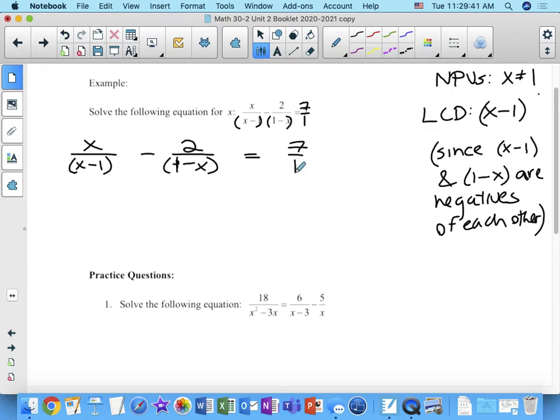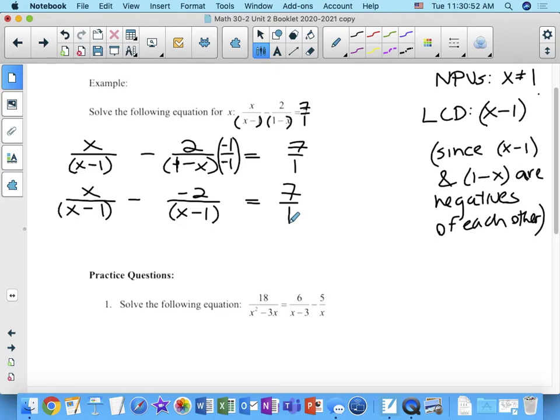Equals 7 over 1. Okay? I think what I'm going to do here is multiply this guy by negative 1 over negative 1. And then I'll have two denominators that are the same. Minus, and then 2 times negative 1 is negative 2. Now, if I multiply these two together, negative 1 times 1 is negative 1. Negative 1 times negative x is positive x. So this is actually going to become x minus 1 instead of 1 minus x. Does that make sense? Equals 7 over 1. That's probably the most straightforward way of doing it.